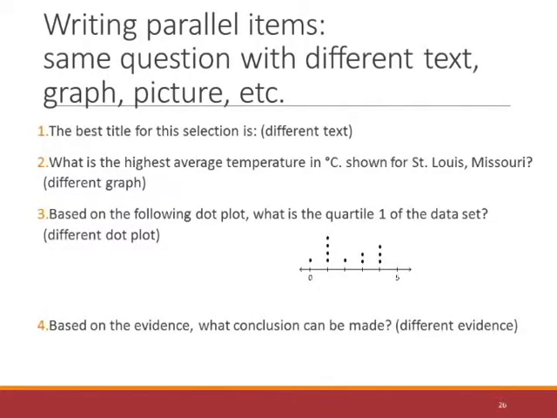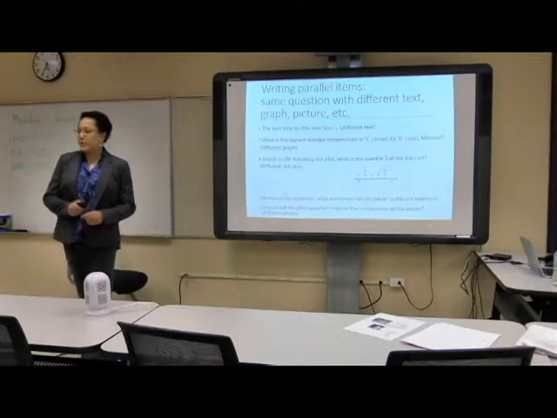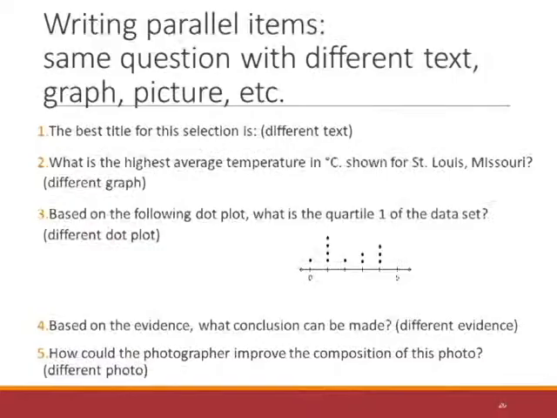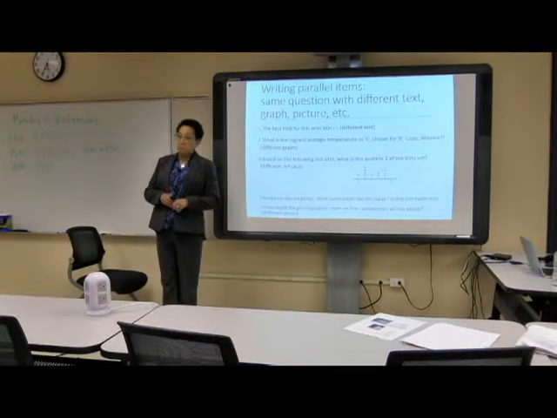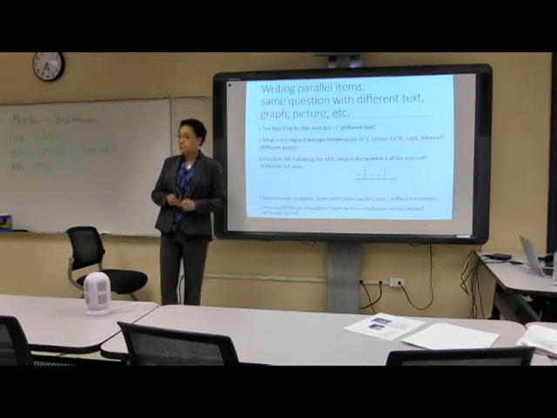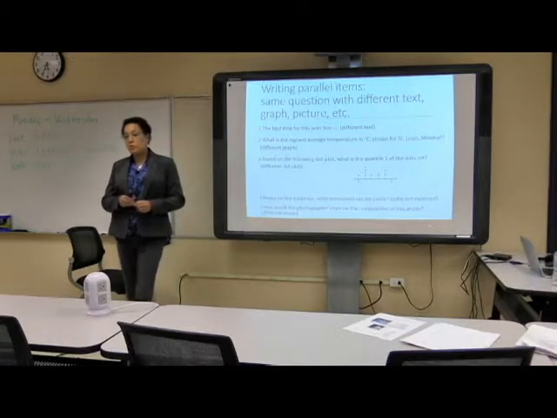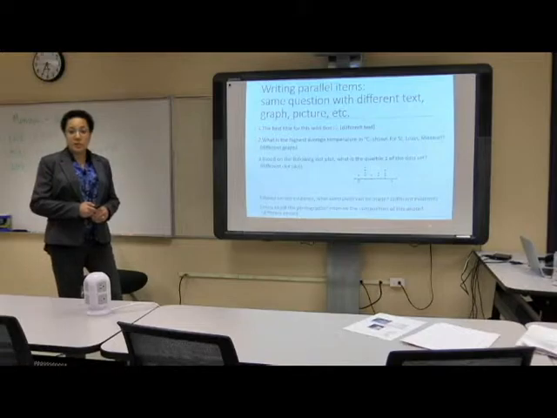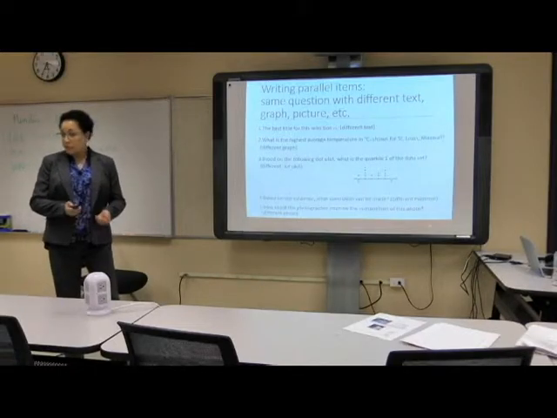Another way to write a parallel item. Based on the evidence, what conclusion can be made? Give different evidence. It's like changing the picture, right? How could the photographer improve the composition of this photo? Pick a different picture. That requires improving it in a different way. Change the image, change the information, you've just changed the question. Some questions are easier to do that to than others.